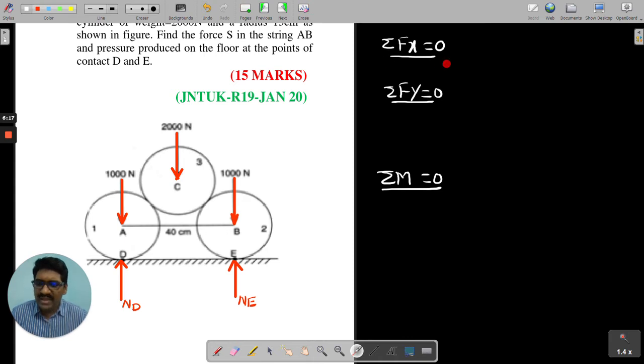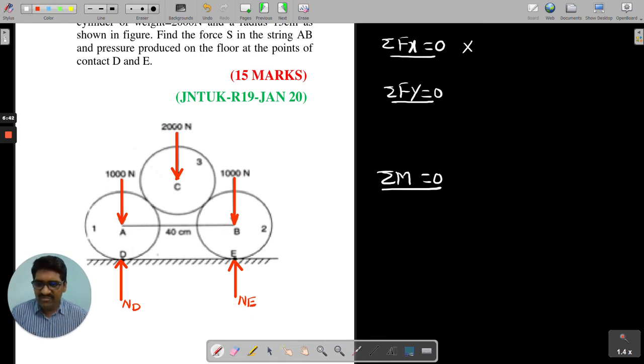Tell me, all of you, when you will apply this equation. If you want to apply, we need some force in the x direction. But tell me, all of you, in this body, on this entire system, do we have any horizontal forces? There are no horizontal forces here. Therefore, it is not required. But we have vertical forces acting in the y direction. Therefore, I am applying this equation.